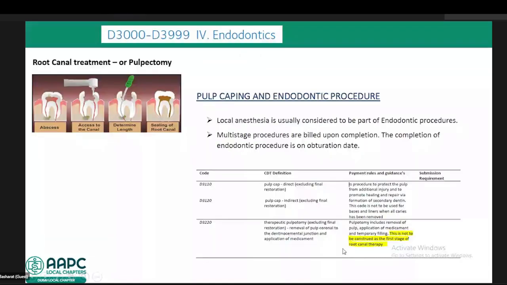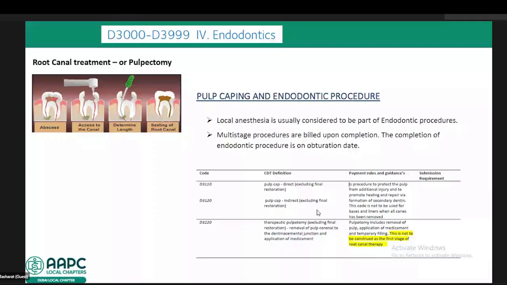Okay, about the endodontic. When the doctor is doing the pulpotomy or RCT cases, these are the guidelines in the code for the endodontic. One guideline here for the endodontic: pulpectomy includes removal of the pulp and application of a temporary filling. This is not to be construed as a first stage of root canal. For the RCT, of course, you have 2 to 3 visits, so you need to be careful which code to assign when.